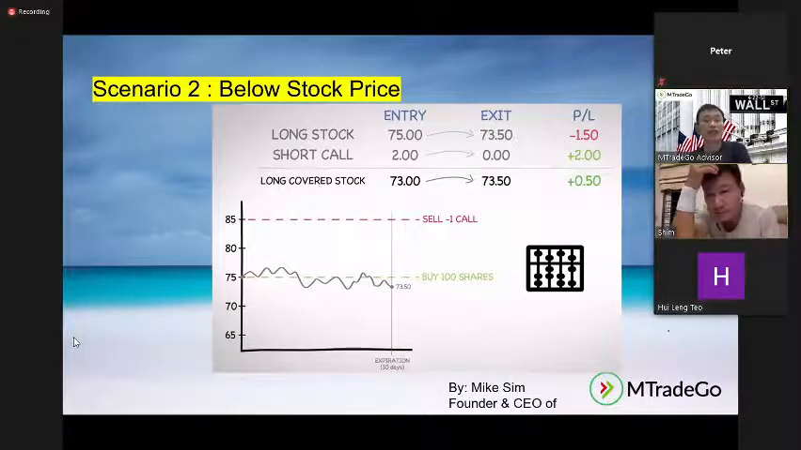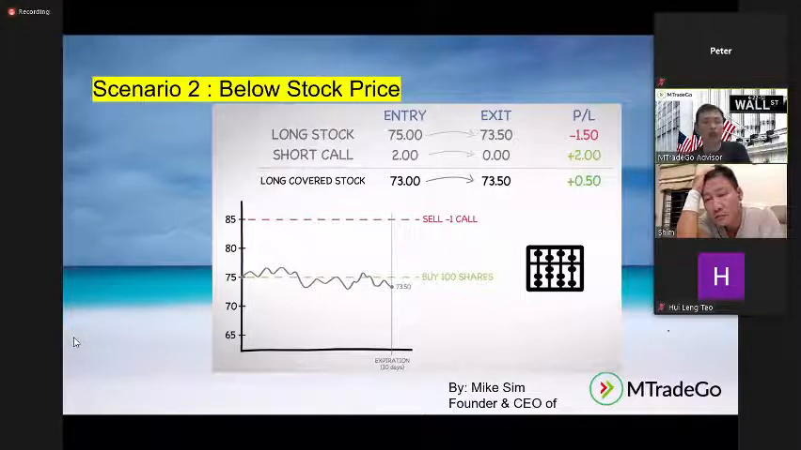But the meaning of covered call is you must own the stock. If you short the call without the stock, it's called a naked call, a naked short call. That is very, very dangerous. Nobody does that unless they want to short the stock. Only hedge funds will do that. Hedge funds deal with big money. They know the stock is going to kaput, so they will short the call. So in fact, whatever happens, they don't worry.